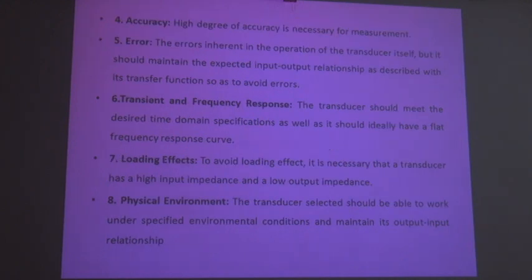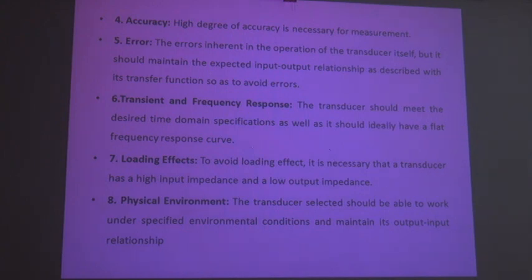Then accuracy. In the first lecture we defined it as the degree of trueness, which compares the measured value and the standard value. That is nothing but the accuracy. Accuracy indicates how closely the transducer approaches the true value, meaning the measured value can be compared with its standard or defined value. So a high degree of accuracy is necessary for the measurement. The accuracy of any transducer must be as high as possible.